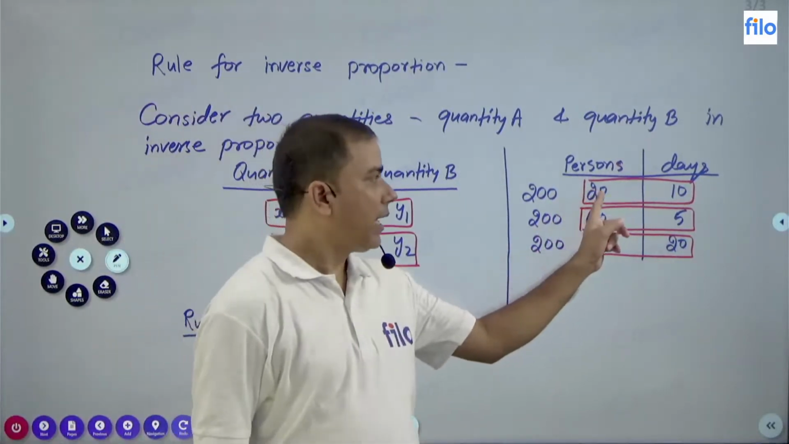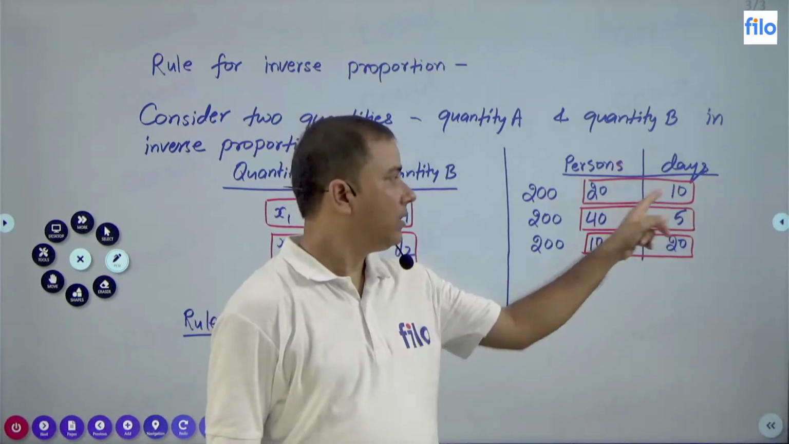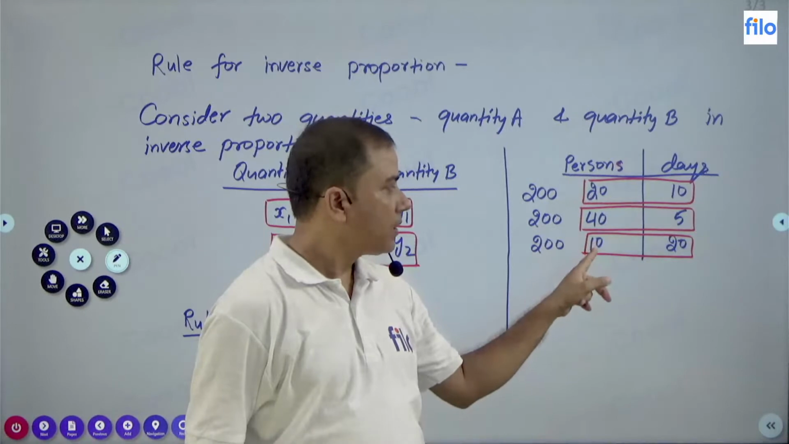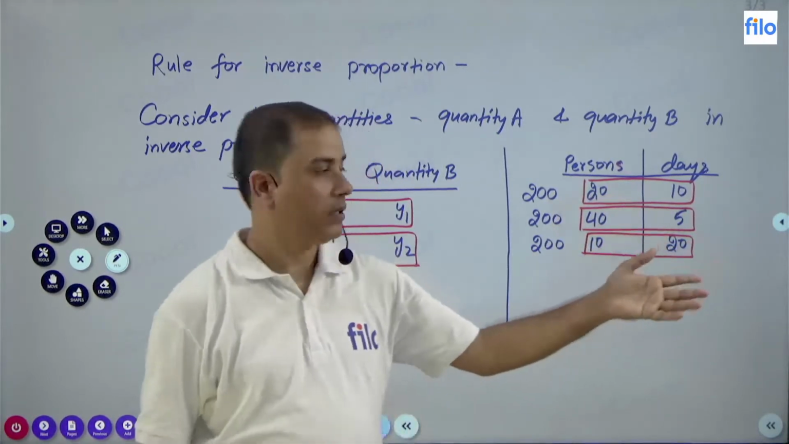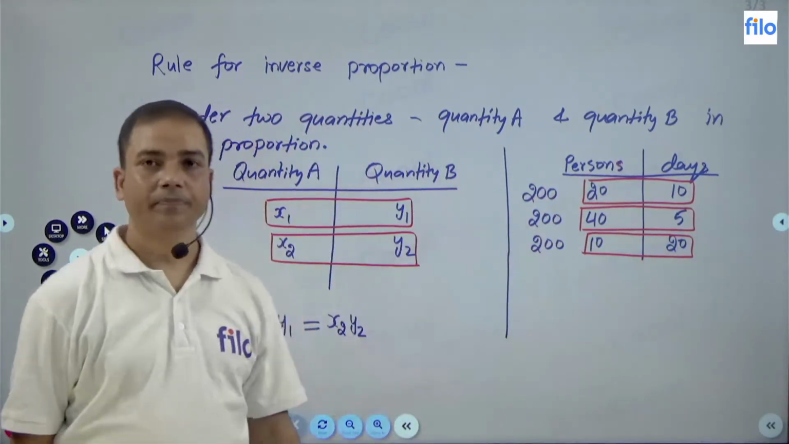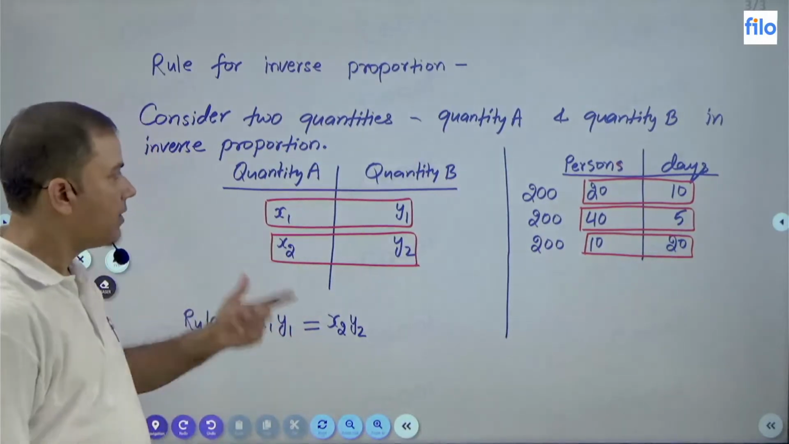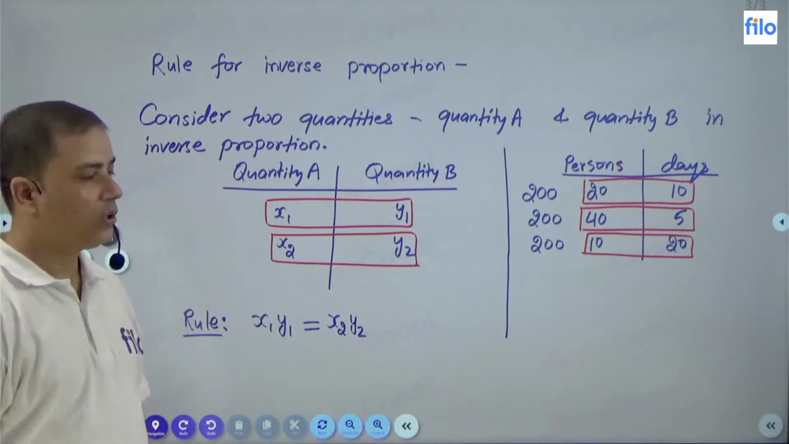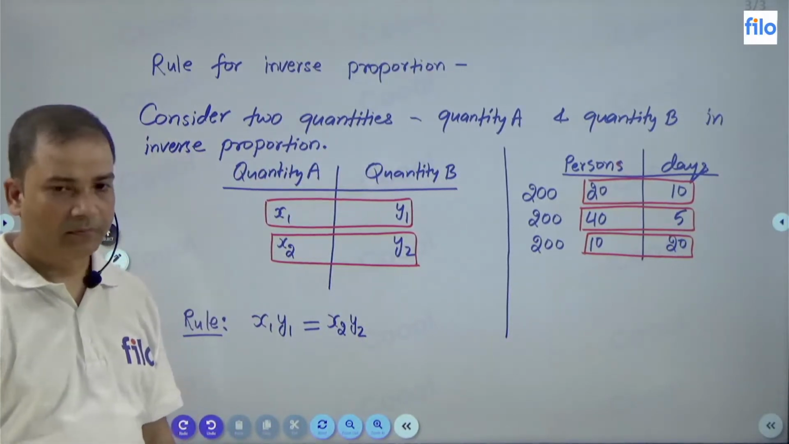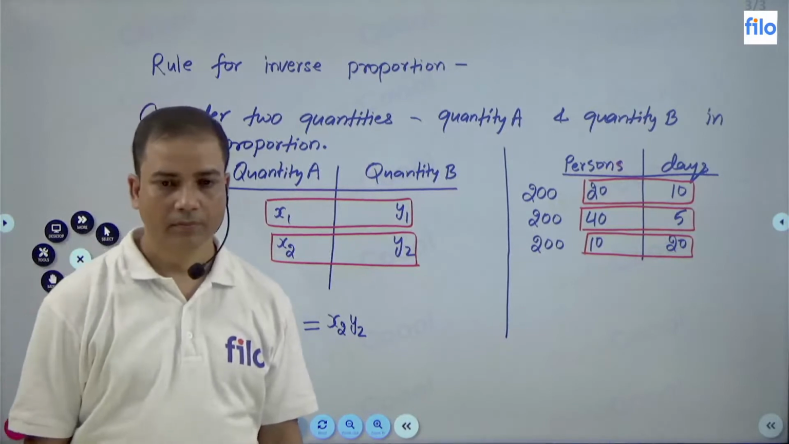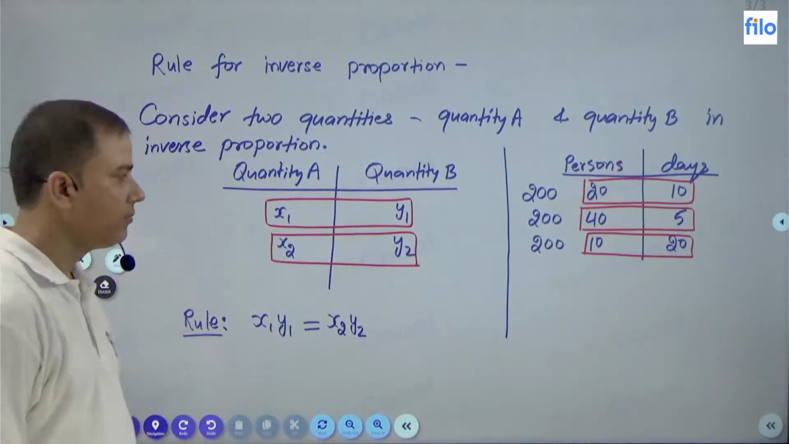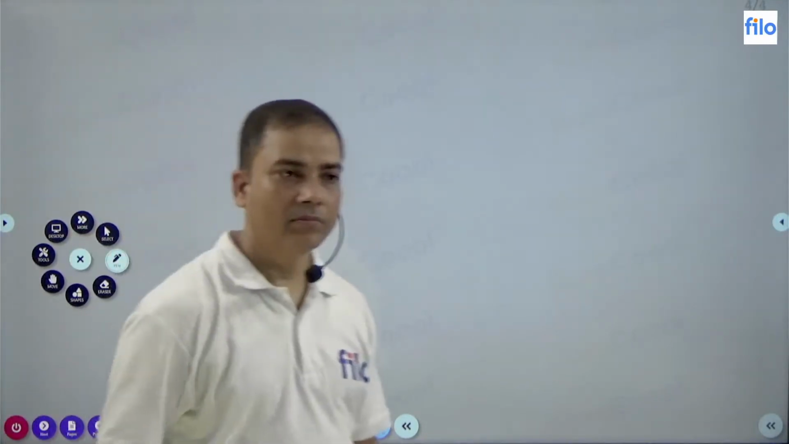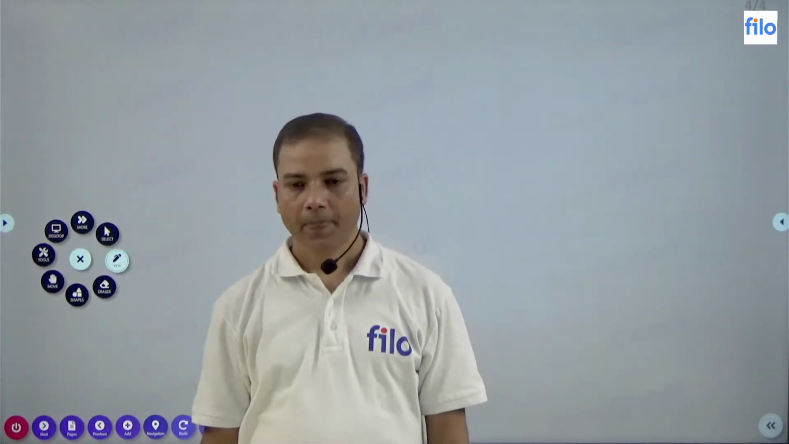20 persons can do the work in 10 days, then 40 persons can do the work in 5 days, and 10 persons can do the same work in 20 days. But the product is always the same. The same happens in every case whenever it is inverse proportion. Did you understand this? Yes. Okay. Now let us take some questions from our book and let us solve them.